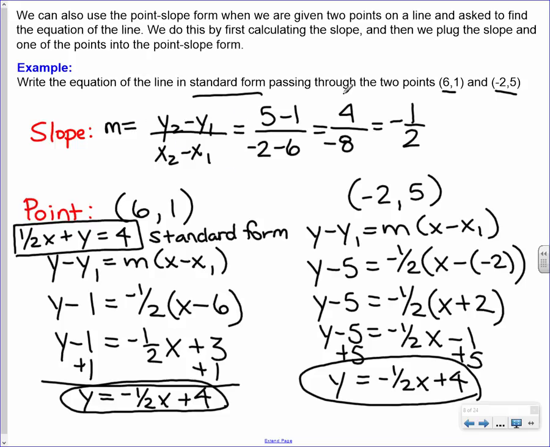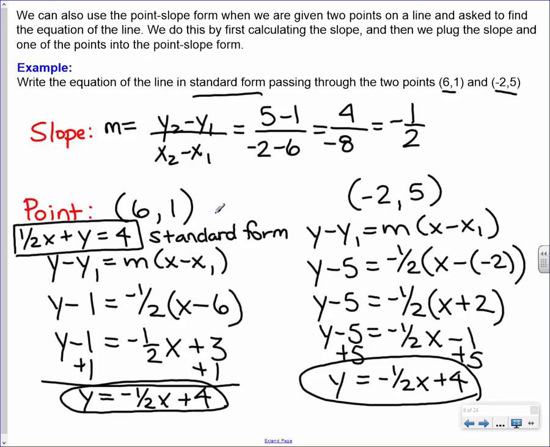So first let's find the slope. So the slope of this one, we do y2 minus y1 over x2 minus x1. That gives us a -1/2, okay? So I'm going to plug this into my point slope form down here. y minus y1 equals m times x minus x1.